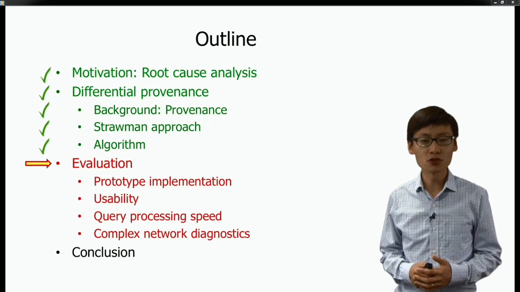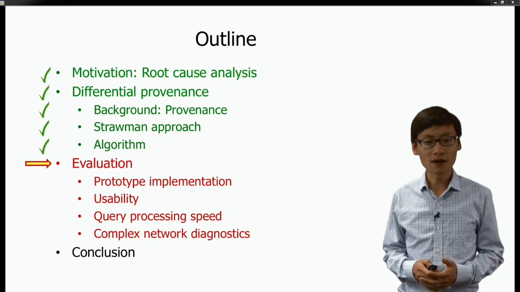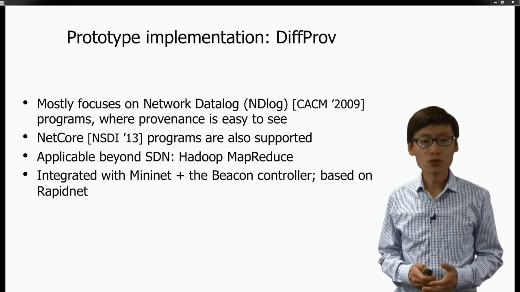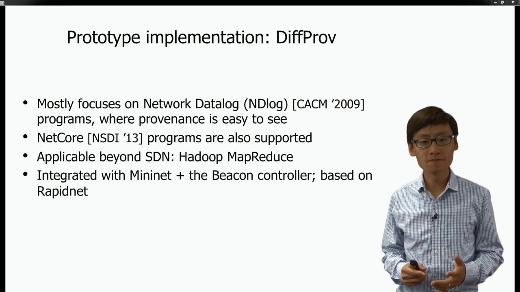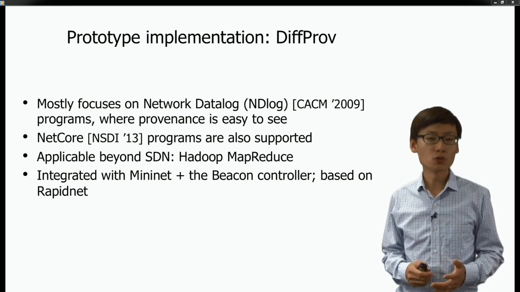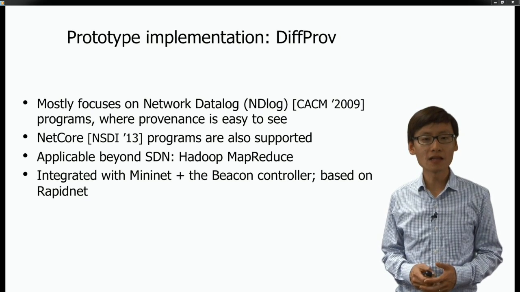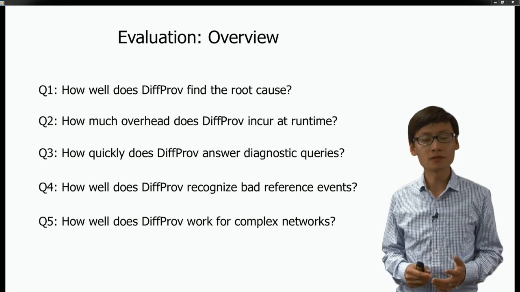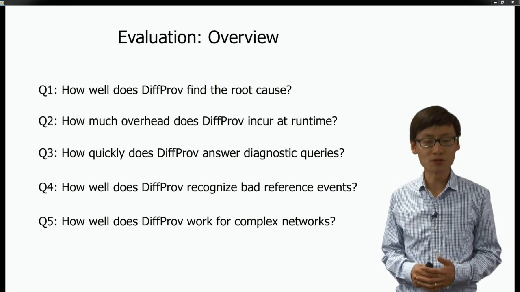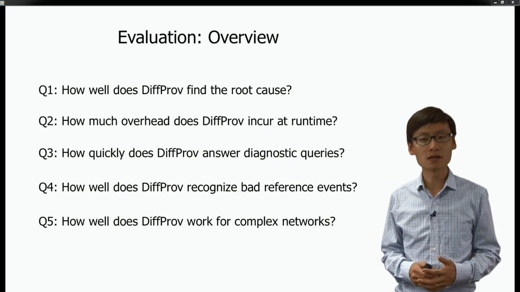Now that I've told you how differential provenance works, let me show you some results we got with differential provenance. We implemented our debugger called DiffProv, mostly for network datalog programs, but it also works for NetCore programs, and it is applicable beyond SDN programs. For instance, it works for Hadoop MapReduce as well. And in our evaluation, we asked several questions, and indeed we answered all of them in our paper. But due to time limitation, I will focus on 3 questions in my talk.